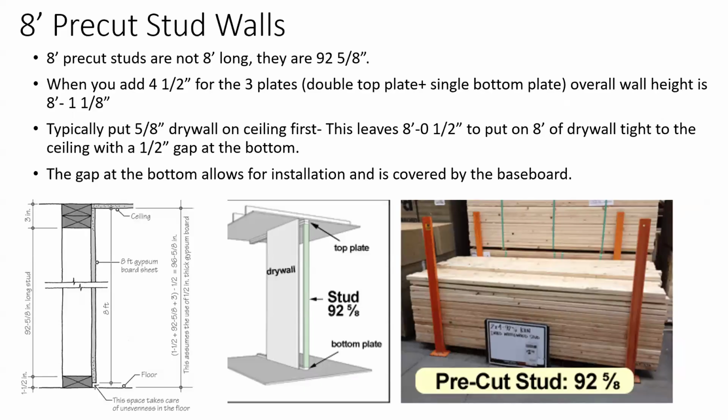So you probably heard me going on about 8-foot pre-cut stud walls. When we're working on houses, we need to know the way they actually build them, because they don't build their stud walls 8 feet high. So if you measure your ceiling, it'll be a little bit more than 8 feet off the floor. That's because 8-foot pre-cut walls got to be that dimension for a reason. So when you take the 92 5/8 8-foot pre-cut studs and you add the 4.5 inches for the double top plate and the single bottom plate, you end up with 8 foot 1 1/8.